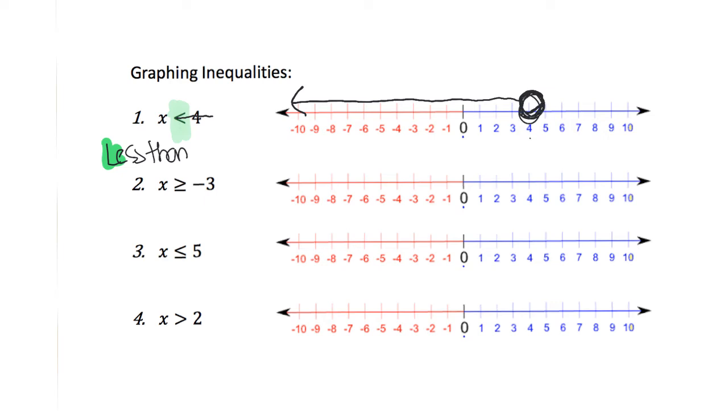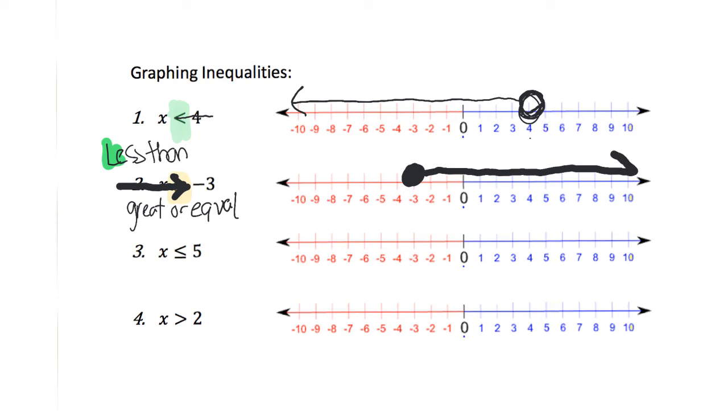It's an open circle at 4, and it goes to the left. The next one is a greater than or equal to. This is greater than or equal to, which, if you remember, equal to means I have a closed circle there, a closed circle. And greater than, if I extend that arrow out, points to the right.